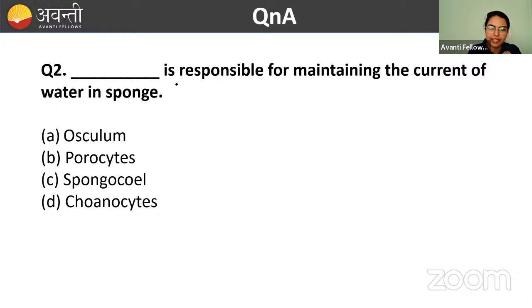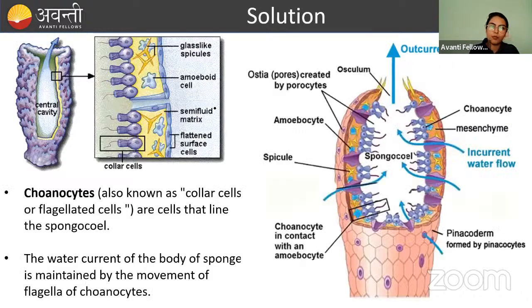The question says, blank is responsible for maintaining the current of water in sponge. So what do you mean by sponge? The one we use to wash our body is a sponge. Yes, there is one type of sponge which is called a bath sponge. But basically we call them poriferans; they belong to Porifera. So what do you know about Porifera? Porifera are simply called sponges, and they have an asymmetrical body. You can see here it is having an asymmetrical body.